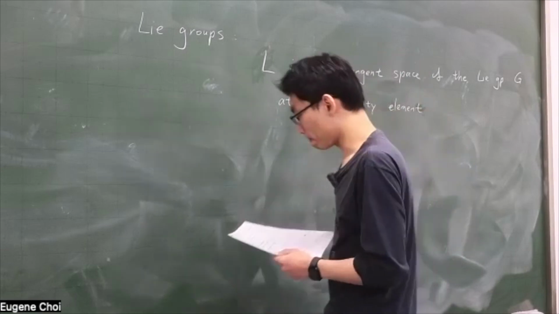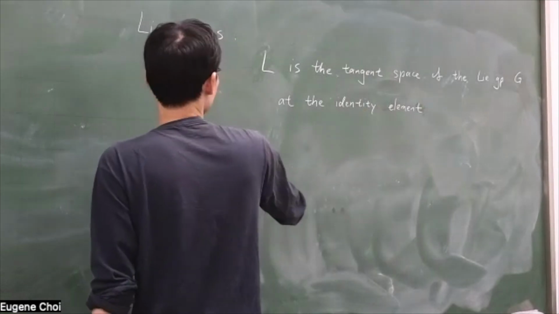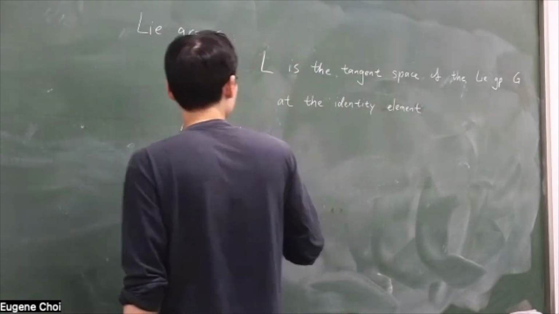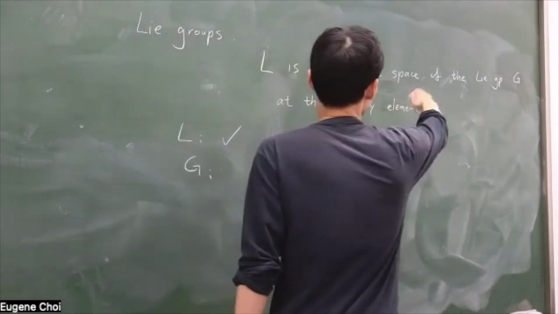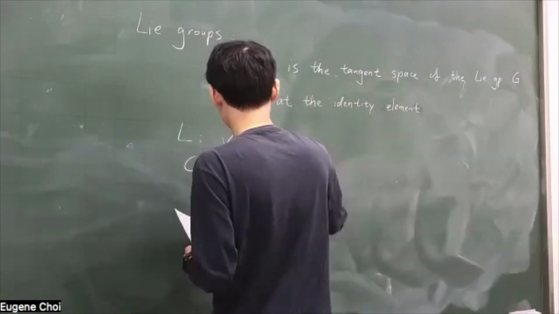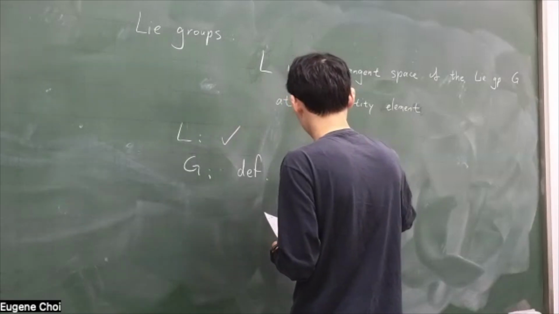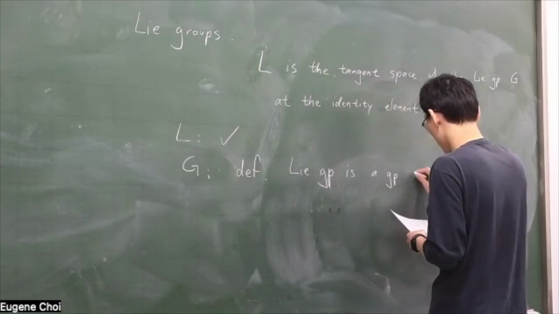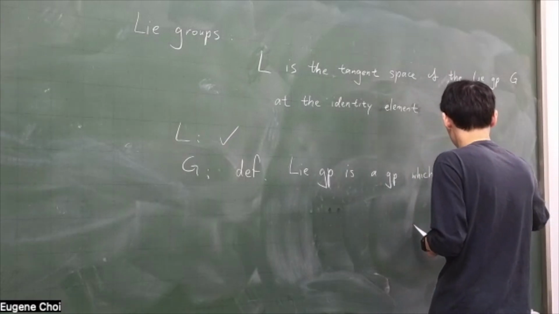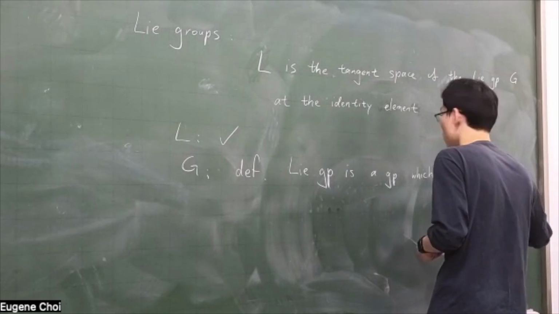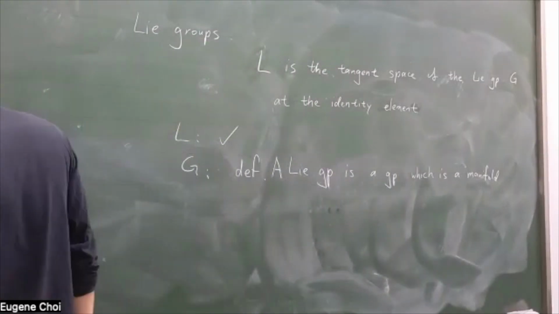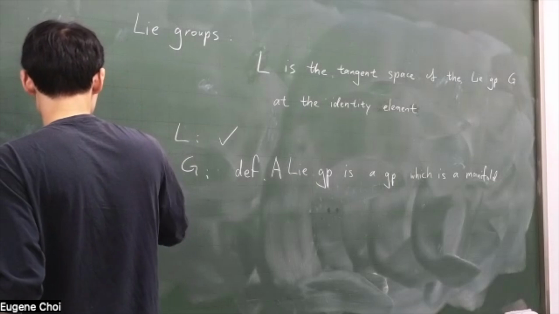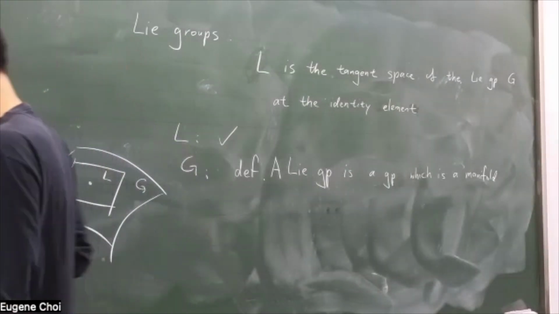So what does this mean? Well, for L being a tangent space, this is fine because we know the algebra is a vector space with extra structure, so it makes sense to be some tangent space. But for G, what does it mean, the tangent space of G? This is because we have the following definition. A Lie group is a group which is a manifold. So pictorially we just have a Lie group which is a manifold. I have the identity element, and this is your Lie algebra, which is this tangent space.